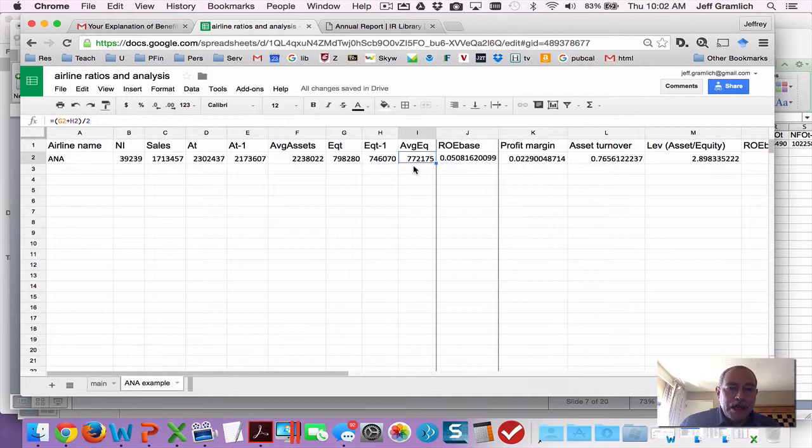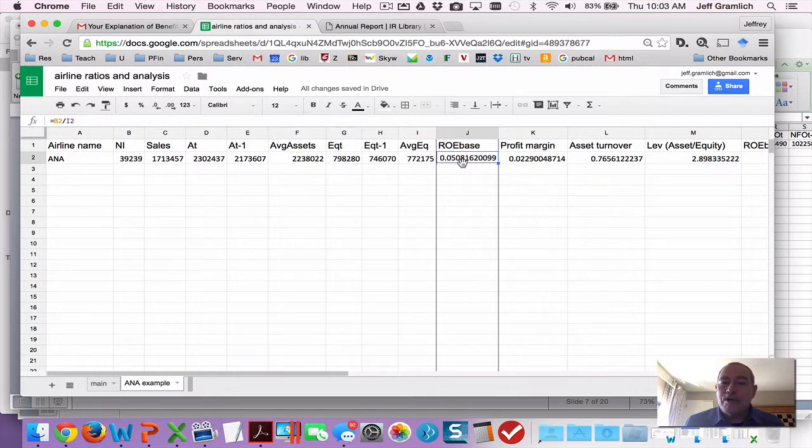So if we just do a base ROE, that is, we take net income, that's B2, divided by I2, which is our average equity. And this is just return on equity. We get 0.0508. Now I've got all the decimals in there and I just left it the way it is. I don't care. I said 2 decimals, but please don't worry about that. Just don't use percentage because it's hard to combine percentages and decimals.